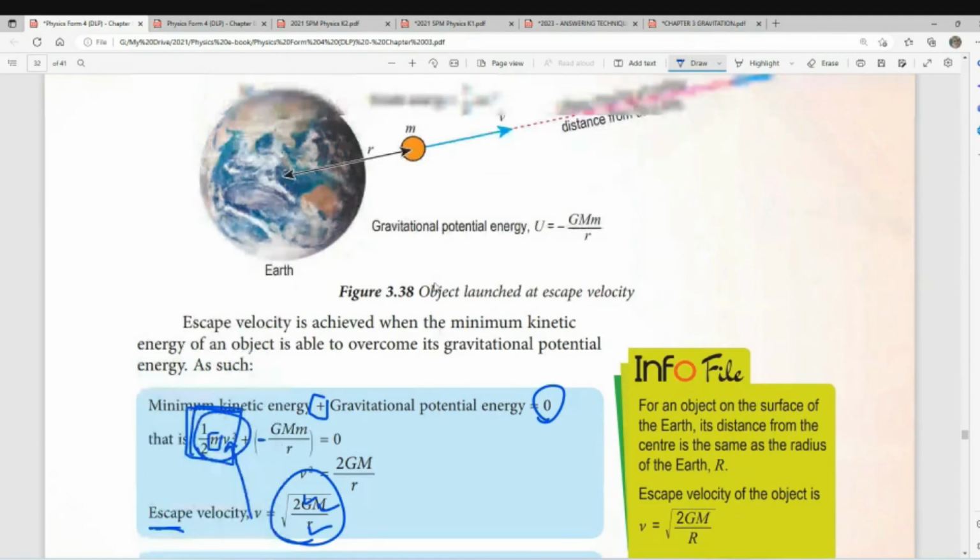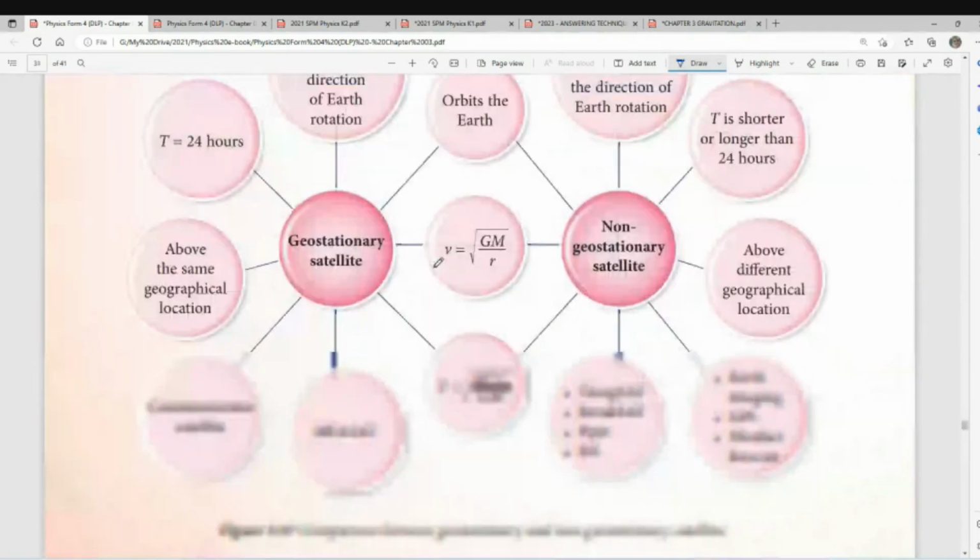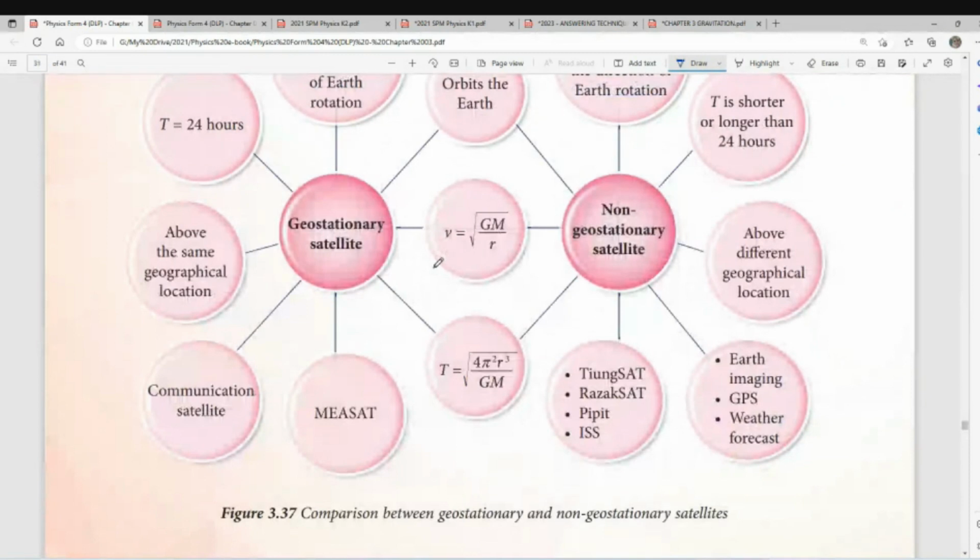So this is something that you need to know about satellites. We have two different types of satellite: the geostationary satellite and the non-geostationary satellite. Make sure that you are clear on the difference between these two. You can refer back to the mid-year and trial questions that I designed for you. There are quite a number of questions for understanding these two types of satellite. Hopefully you can apply that.